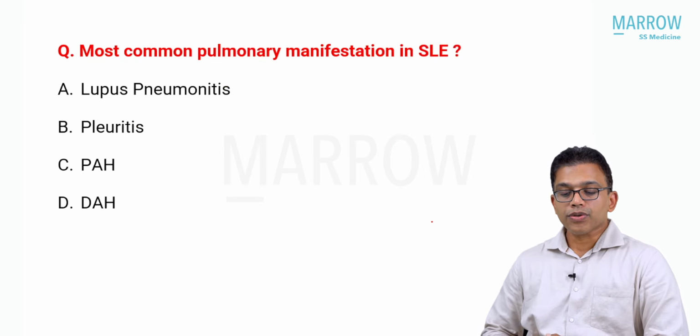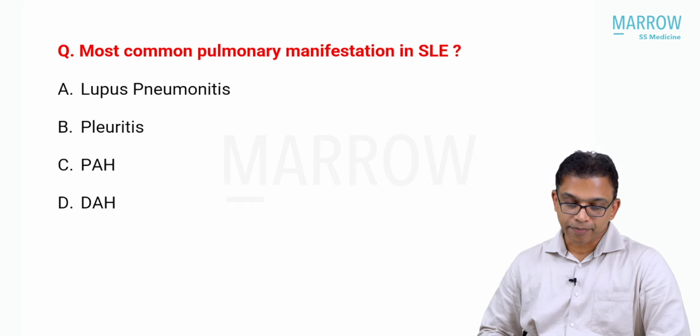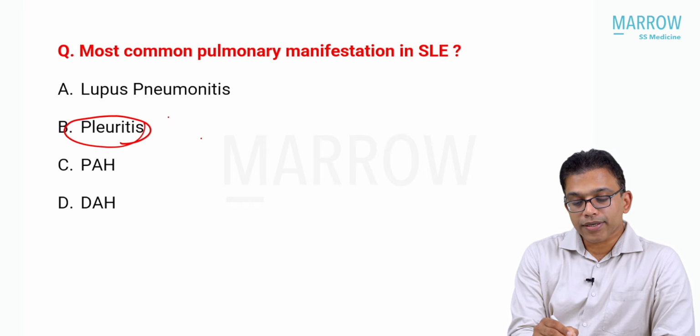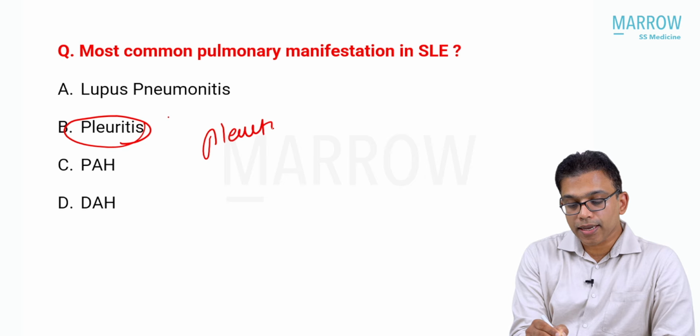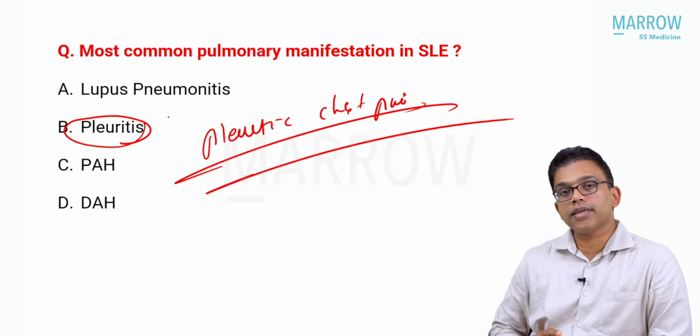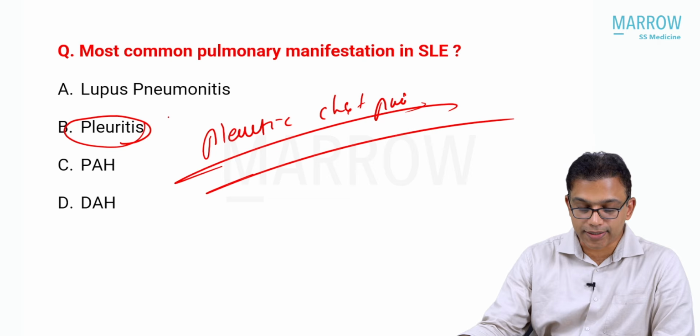Okay, what is the most common pulmonary manifestation in SLE? The most common pulmonary manifestation is pleuritis. So the patient can complain of pleuritic pain. An SLE patient complaining of pleuritic chest pain is not that uncommon. It can be present in more than 40% of patients with SLE.